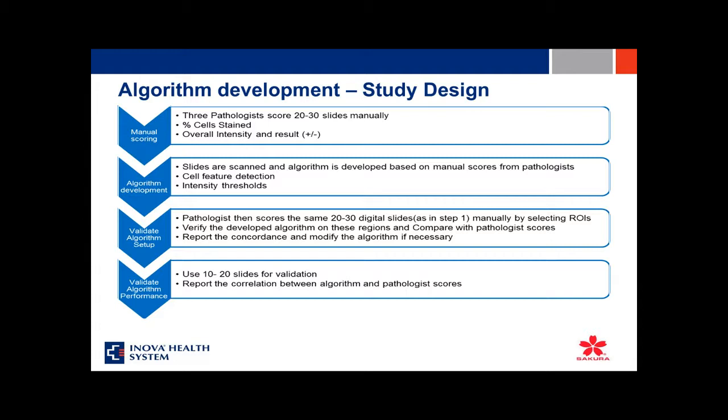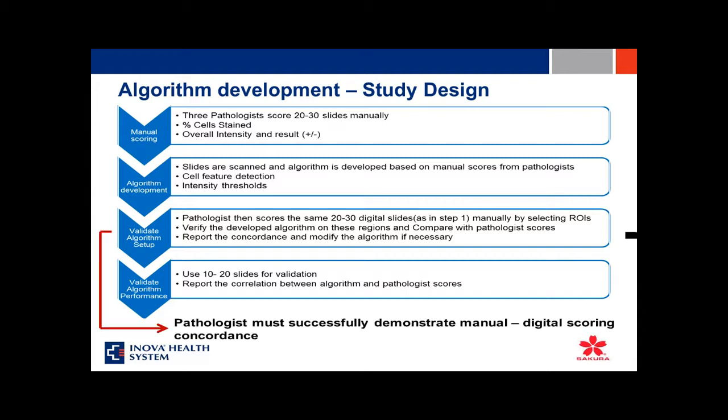And once this is done, the last step was to validate our algorithm performance. So this is a blind validation. This is performed by a second user. 10 to 20 slides were used per marker. And then we ran the algorithm, and the correlation was established between the algorithm image analysis scores and the pathology scores. And again, the acceptability limits have to be established by your laboratory director.